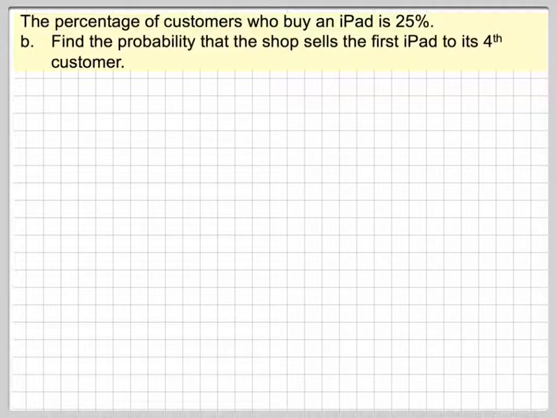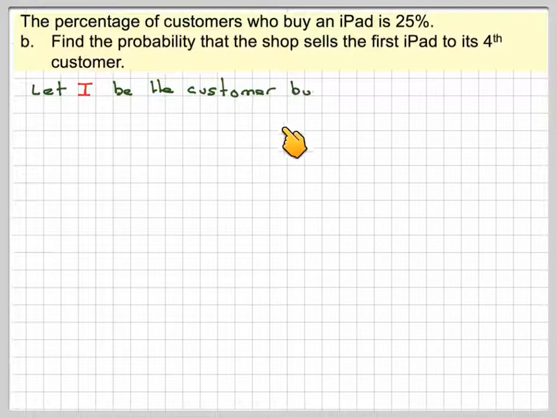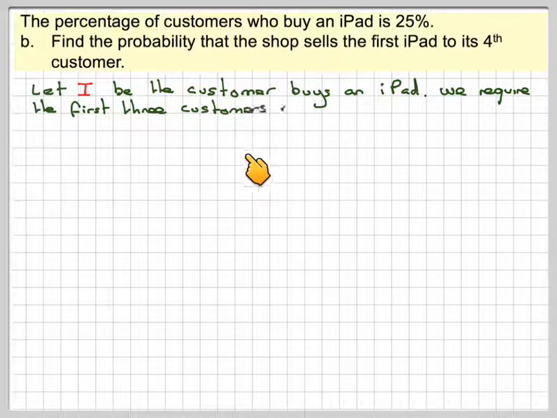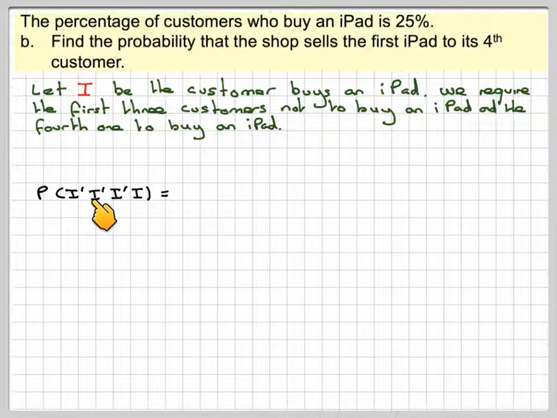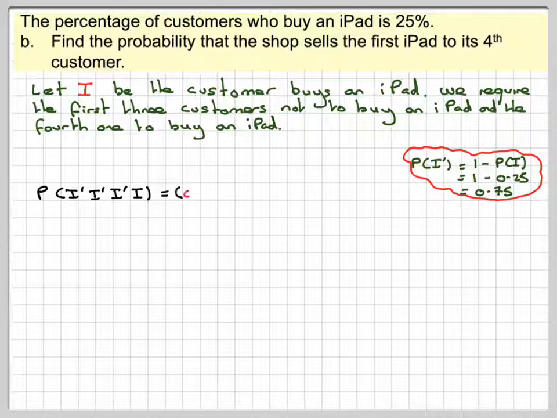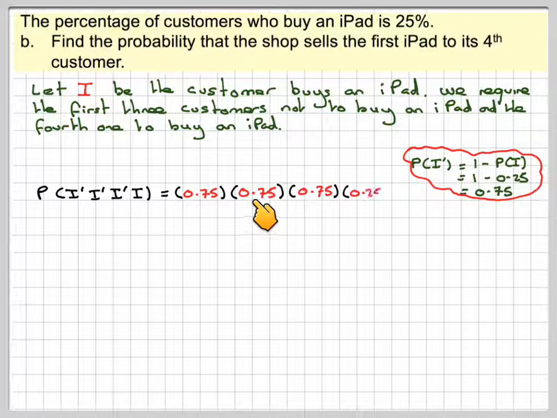Okay, the percentage of customers who buy an iPad is 25%. Find the probability the shop sells the first iPad to its fourth customer. So let I be the customer who buys an iPad. We require the first 3 customers not to buy an iPad, and the fourth to buy an iPad. So that's going to be the probability of not I, times I. The probability of not I is 1 minus the probability of I, so it's 1 minus 0.25, which is 0.75. So we want 0.75 times 0.75 times 0.75 times 0.25.